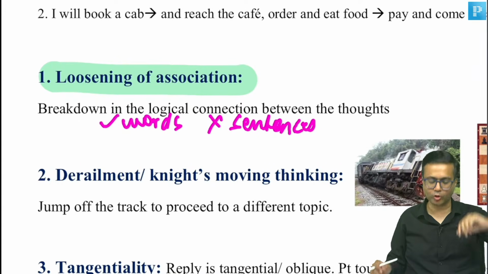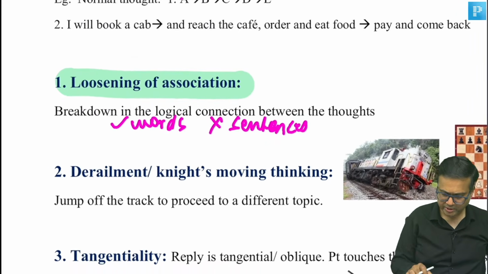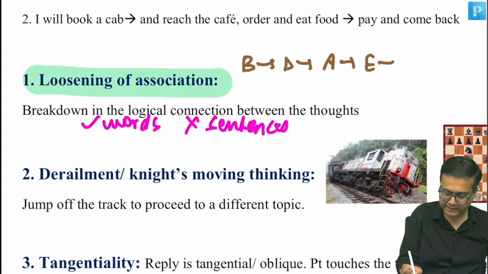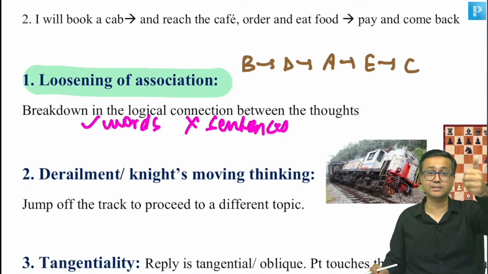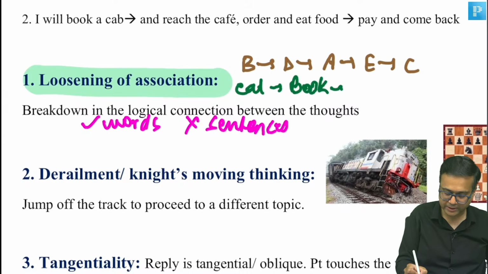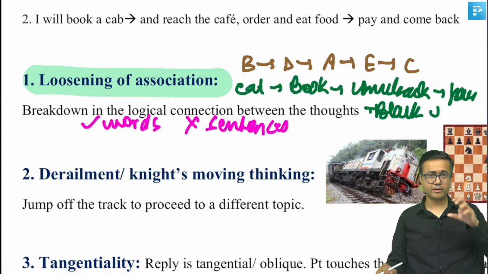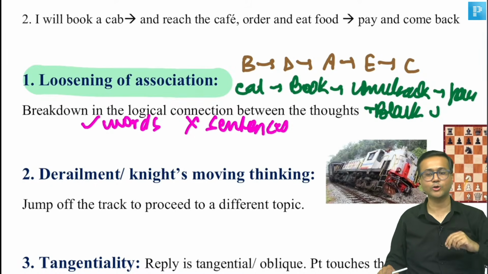Let's compare it with the normal thought. If a person is having loosening of association, beta, his thoughts will appear like this: B followed by D followed by A, E, C. So can I say everything is now hodgepodge? There is loosening of association. Let's ask this person, if he wants to have food outside, what will he do? The person may speak like this: sir, I will eat, I will book a cab, I will come back, I will pay, black umbrella. Now can you appreciate? You will say, sir, words I am able to understand, but I am not able to understand what he is trying to say. So this is loosening of association.